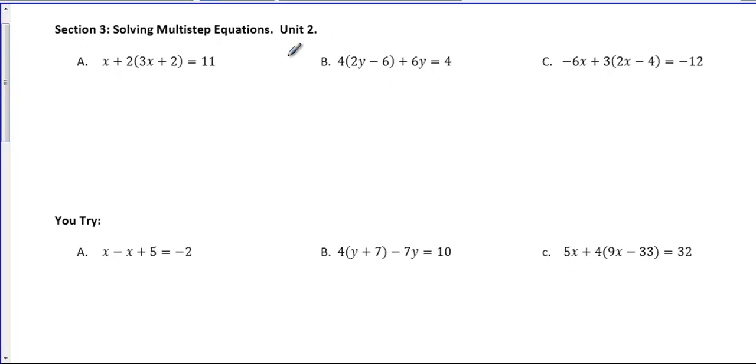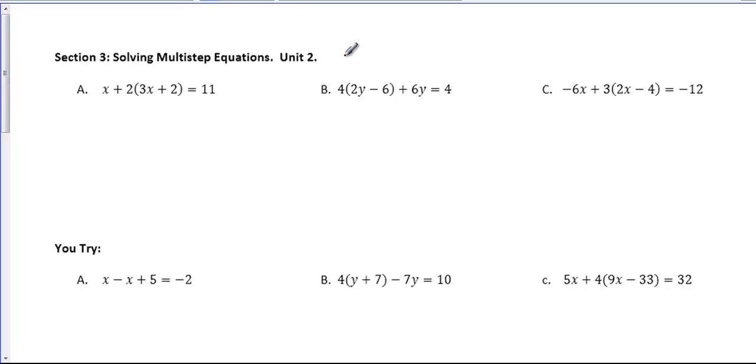Solving multi-step equations, something we did all the way back in August in Unit 2. Basically, it required 2 steps. Step number 1, we said would be simplifying.